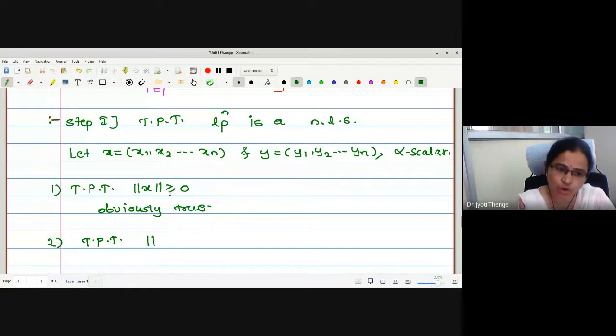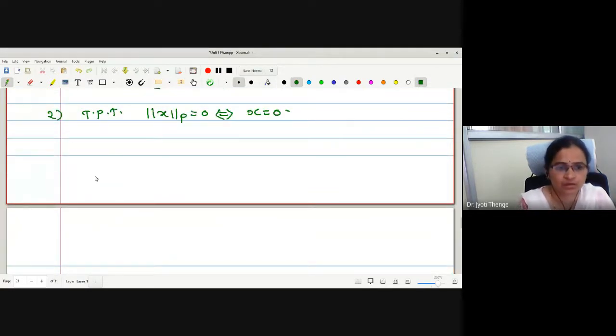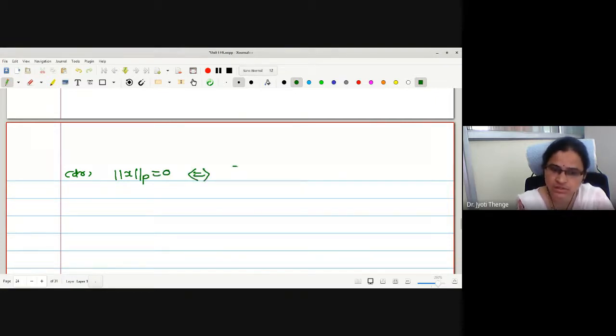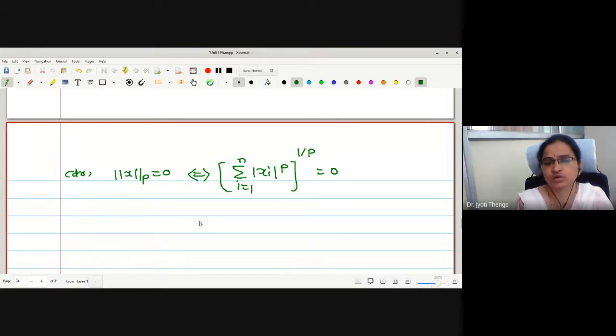What is number 2? Sorry, norm p, I have to write. Norm p of x is equal to 0 implies x is equal to x0, right? Let me consider one expression. Consider norm p of x is equal to 0. What does the definition tell us? Summation mod xi raised to p, i running from 1 to n, bracket raised to 1 by p is equal to 0. Correct? Let us take the pth power on both the sides.